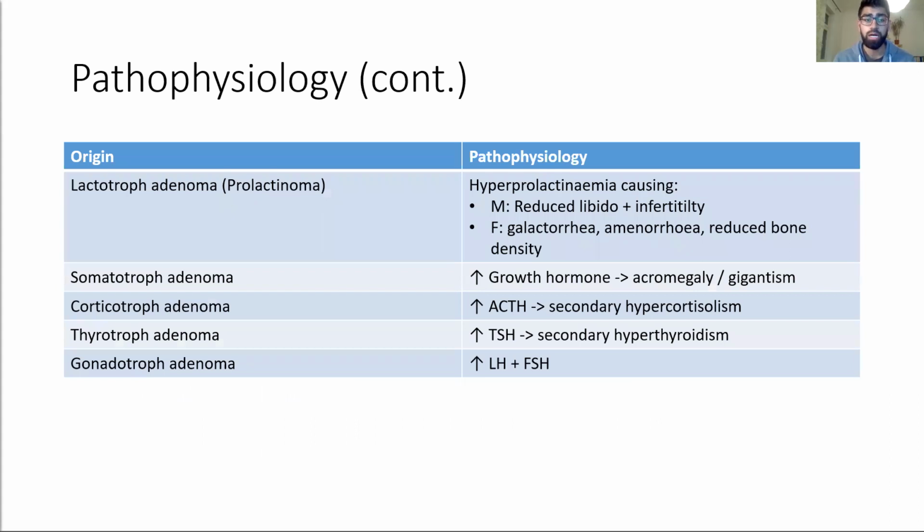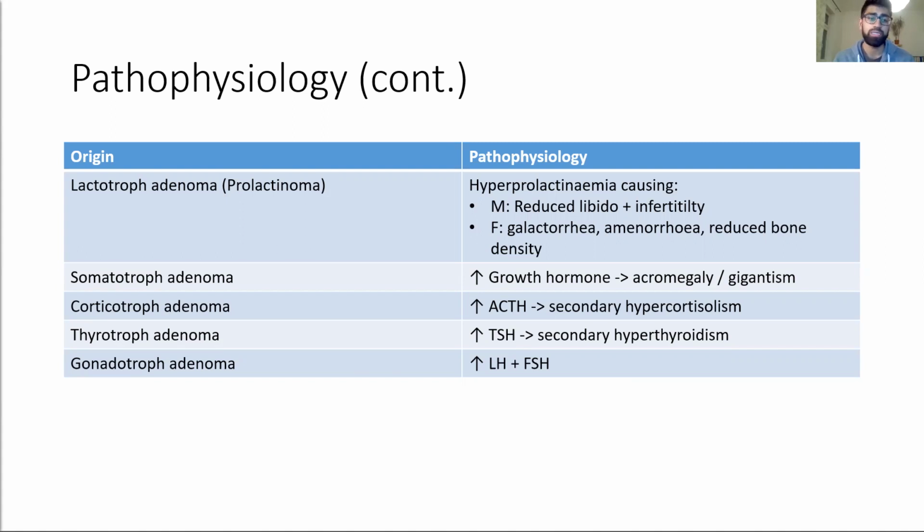Just a bit more detail, when we break down the different cell types found in the anterior pituitary, we have lactotrophs, which produce prolactin. If the adenoma involves the lactotrophic cells, the clinical finding would be hyperprolactinemia. Hyperprolactinemia will present in slightly different ways in males and females. In males, it'll present as a reduced libido, meaning a reduced sexual drive, and it can also lead to infertility. In females, galactorrhea, amenorrhea, and a reduction in bone density. This is because of its relationship with estrogen.